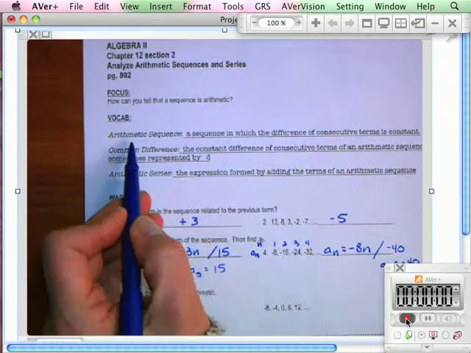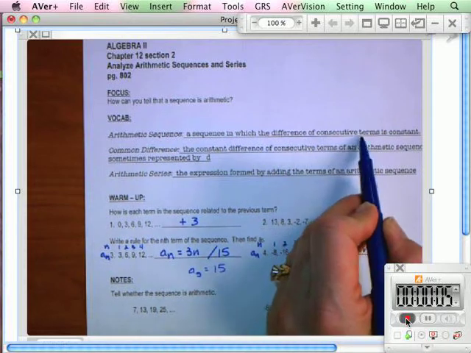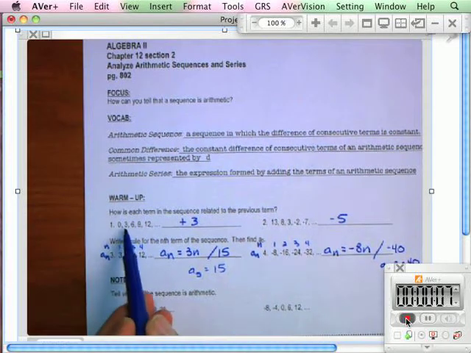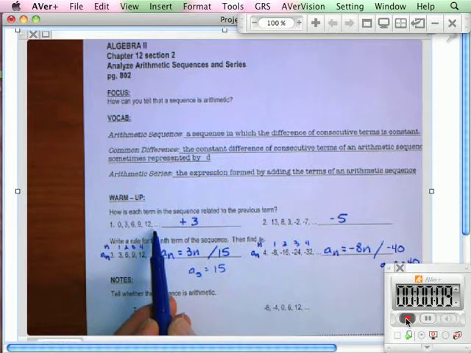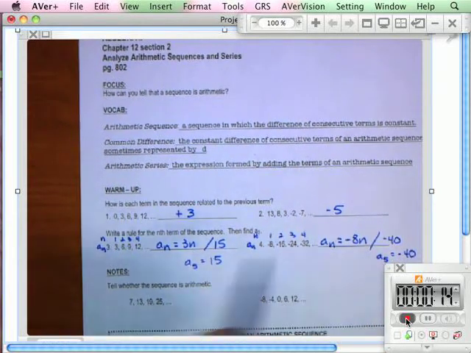An arithmetic sequence is a sequence in which the difference of consecutive terms is constant, like this one. Each time it went up by 3, correct? Constant difference. This one, each time it went down by 5, constant difference. These are arithmetic.